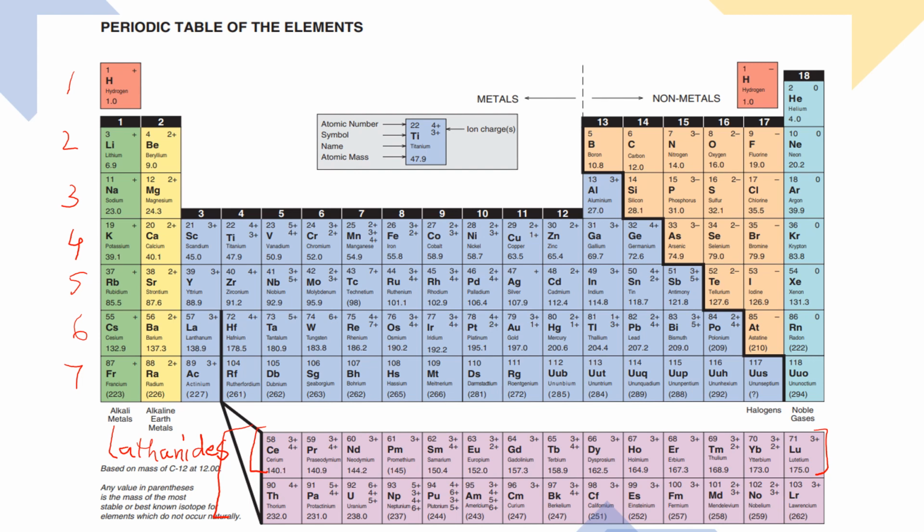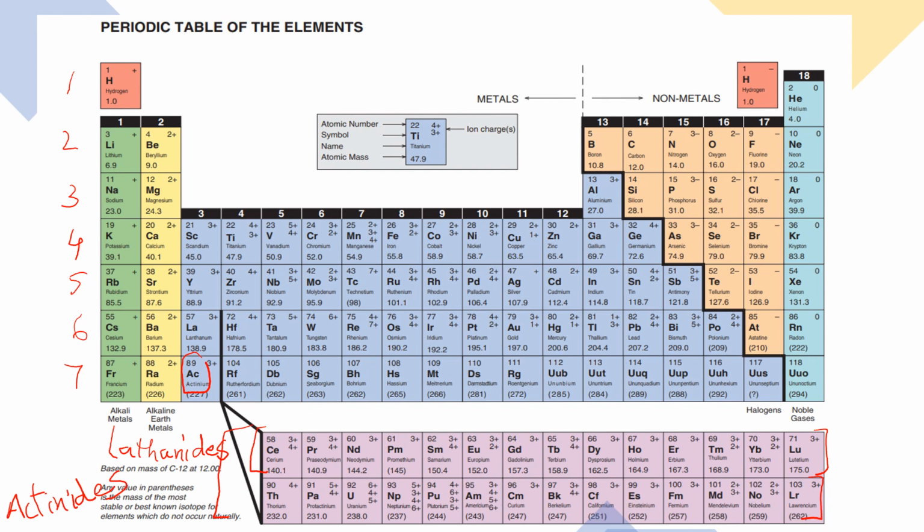The second bottom series starts from thorium, atomic number 90, a continuation from actinium, which is 89. You see the next 90, 91, 92, all the way up to 103, lawrencium. This series is a continuation of actinium, so the last series is called the actinides. These are not separate periods.